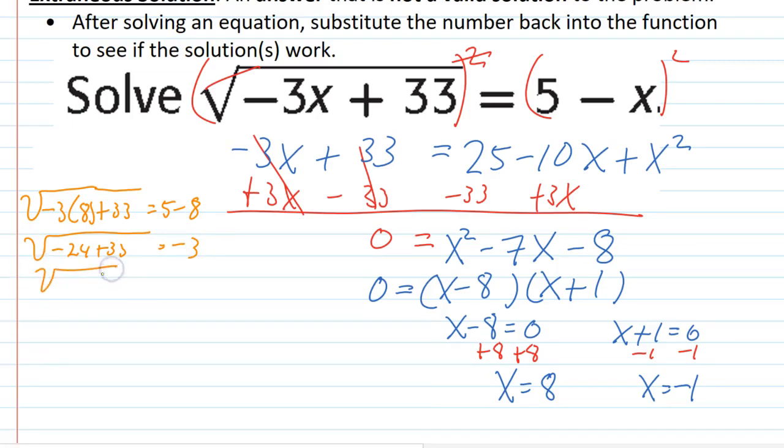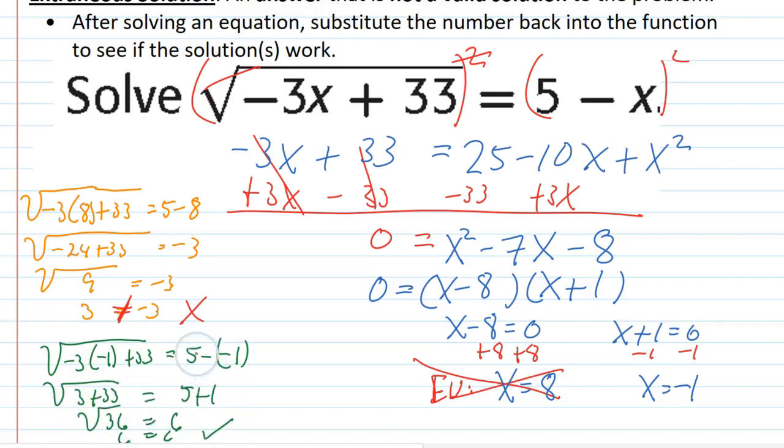If I was to finish this out, you'd have 3 equals -3. No, 3 does not equal -3. So I know that x equals 8 is wrong. We would call this an extraneous solution or extraneous value, and basically, you don't write that as your answer. Now, check the next one.